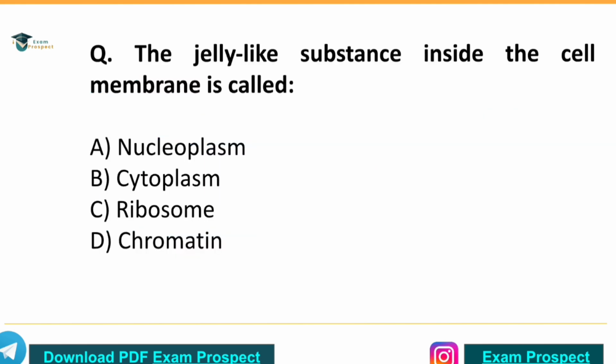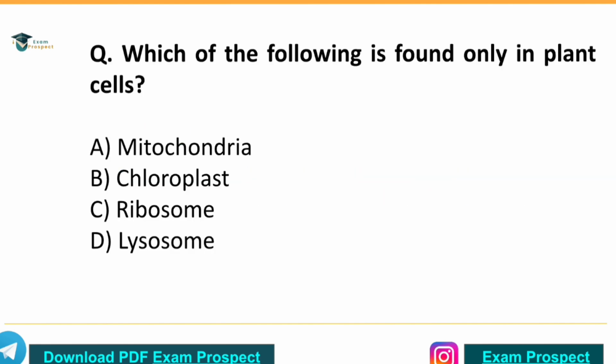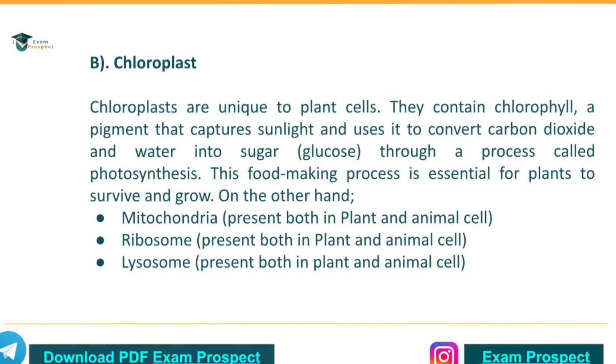Next question, the jelly-like substance inside the cell membrane is called? The correct answer is option B, cytoplasm. Next question, which of the following is found only in plant cells? Correct answer is option B, chloroplasts.